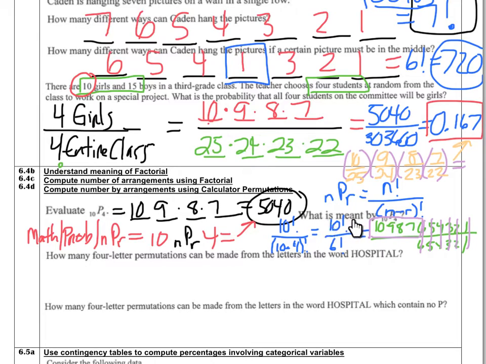Now they're asking you right in here, it says what is meant by 10 choose 4, and what you would do is just write in a sentence structure. It means you have 10 items and you need to choose 4 of them, and that's sufficient to say.